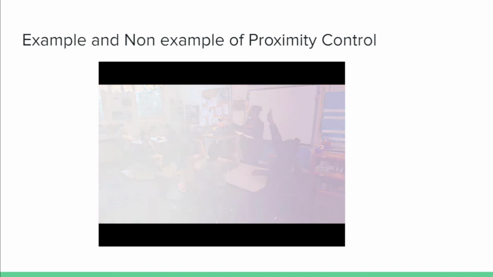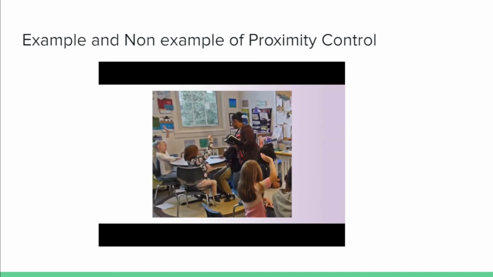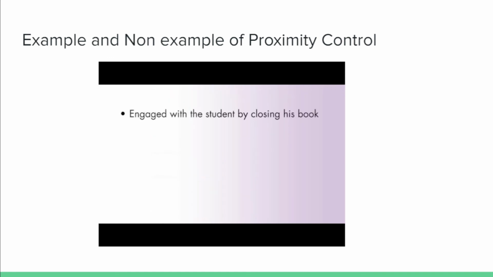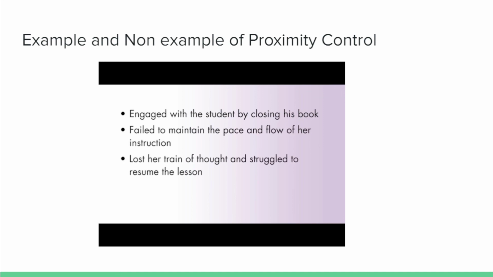To review, the teacher did not correctly implement proximity control. Although she did move in close proximity to the student, she engaged with the student by closing his book, failed to maintain the pace and flow of her instruction, and lost her train of thought and struggled to resume the lesson.